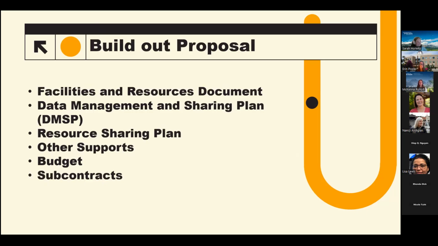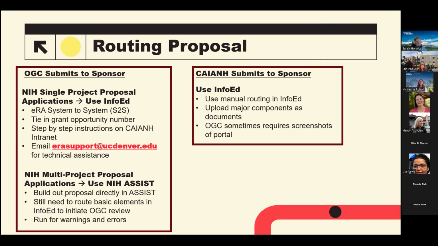Great. So then I'm going to go quite a bit deeper into the budgets and subcontracts in a few slides. And then the next step of our process is routing the proposal. And so this is once your proposal is all put together, you've done all the different components, and it's time to submit it to OGC.